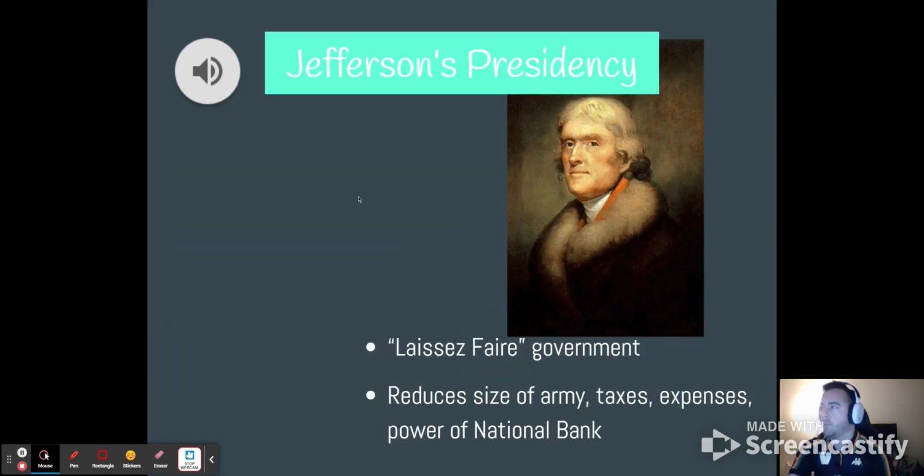So Jefferson's presidency, he is very laissez-faire. And this is a term that maybe you're familiar with from civics, but he's hands-off, and he actually wants the government to not get involved in a lot of issues. He's going to reduce the size of the army. He's going to reduce taxes, reduce government expenses, and he's going to reduce the power of the national bank, which, if you remember, was a Hamilton invention back in Washington's presidency.